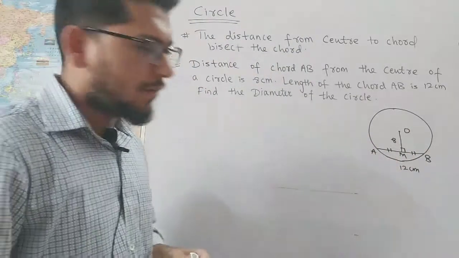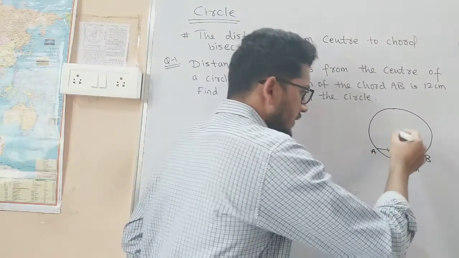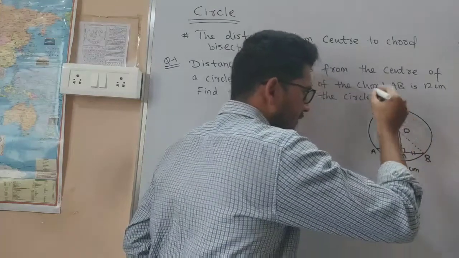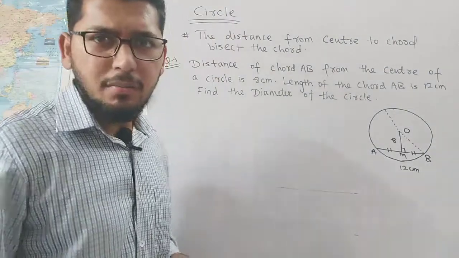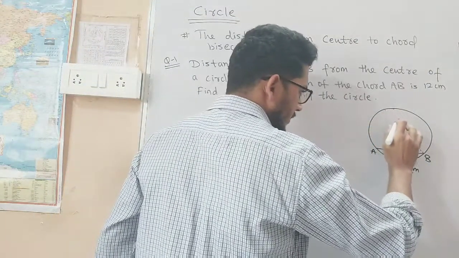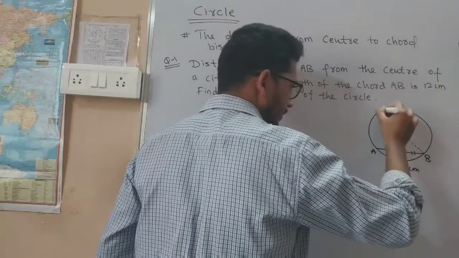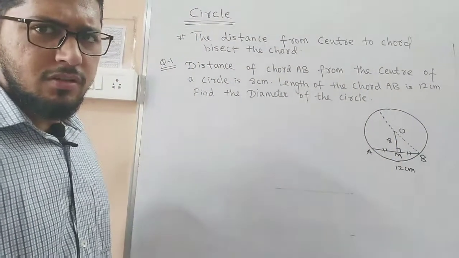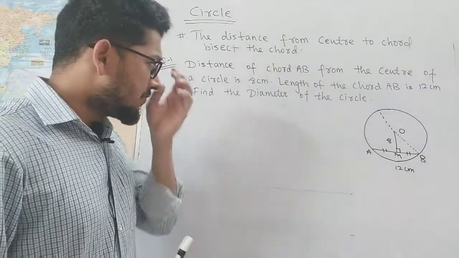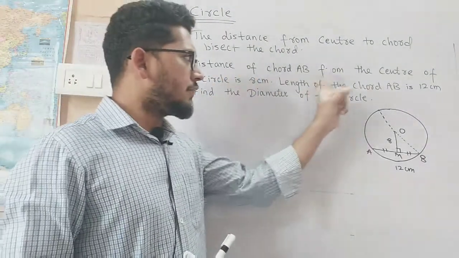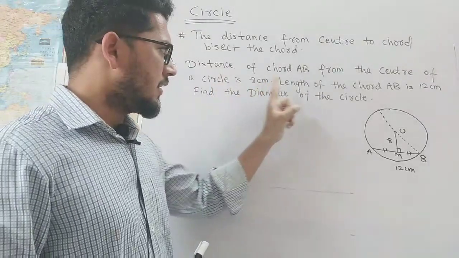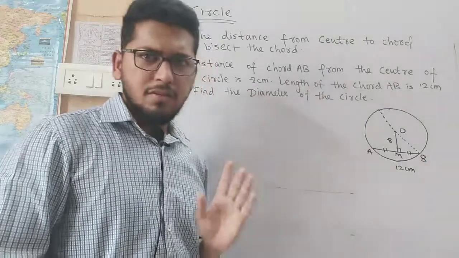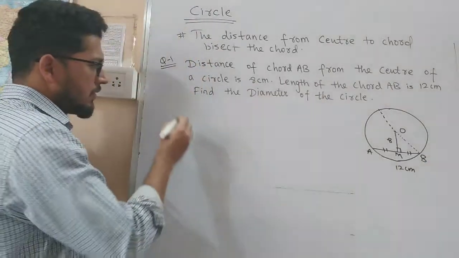So what do we have to find? We have to find the diameter. Before finding the diameter we have to calculate the radius. Once we get the radius, its double is the diameter. So in the question it is given that the distance of chord AB from the center of the circle is 8 centimeter, the length of the chord AB is 12 centimeter, and we have to find the diameter of the circle. So let's start with this example.